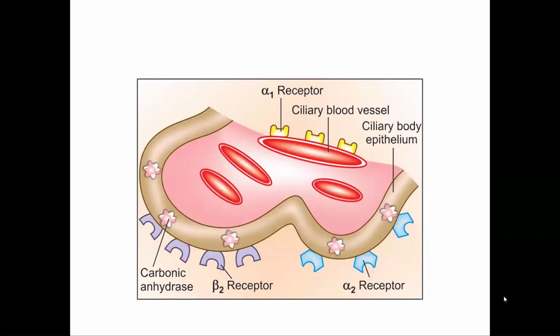So when we talk about the first choice drug in the treatment of open-angle glaucoma, it is the prostaglandin analog.